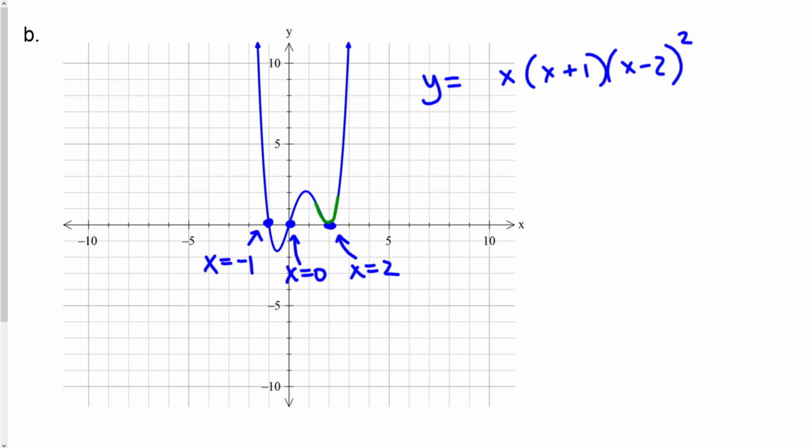This graph is degree 4, which means it's even degree. So its end behavior should start positive and end positive if a is greater than 0, and that's the case. So I don't need to put a negative x. It's still going to be a positive coefficient here. So that's all you need.